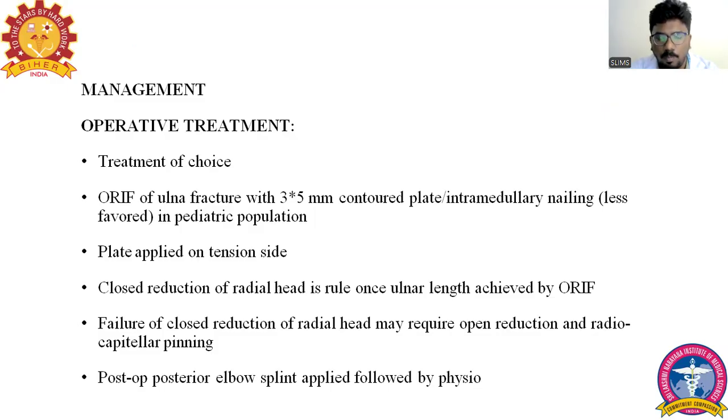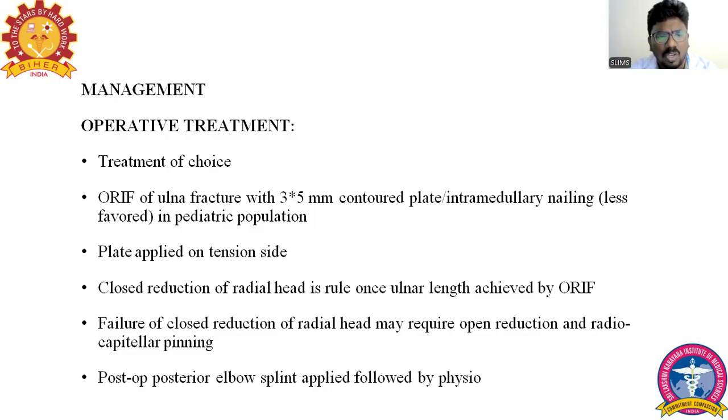Basically, in any long bone fracture, we either go for intramedullary nailing or plating. Here in ulna and radius fractures, we usually opt for a 3.5 mm plate, which may be an interlocking plate, or low contact DCP plates are available. So the plate is applied always on the tension side.